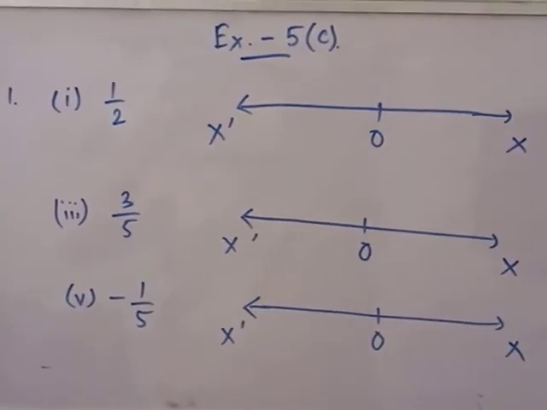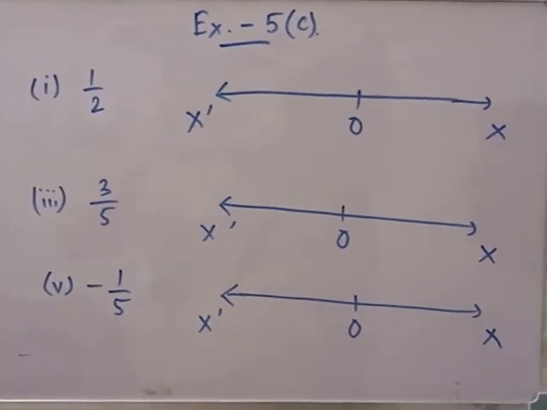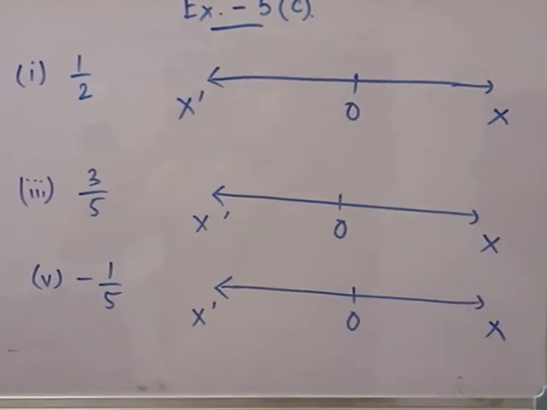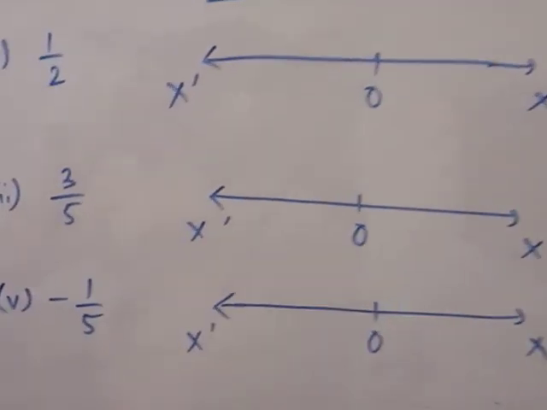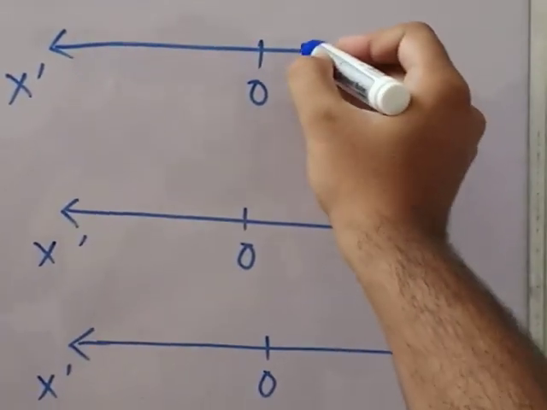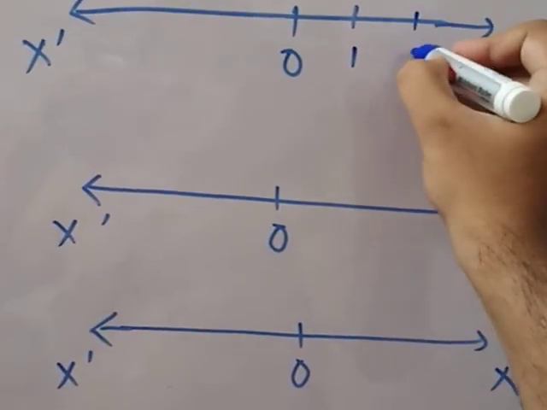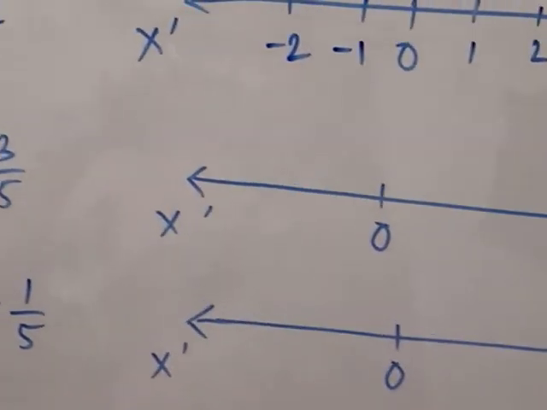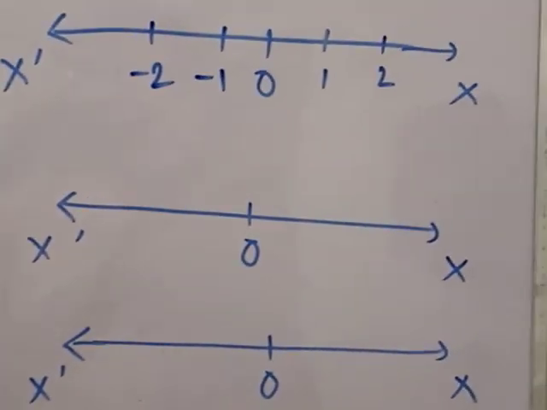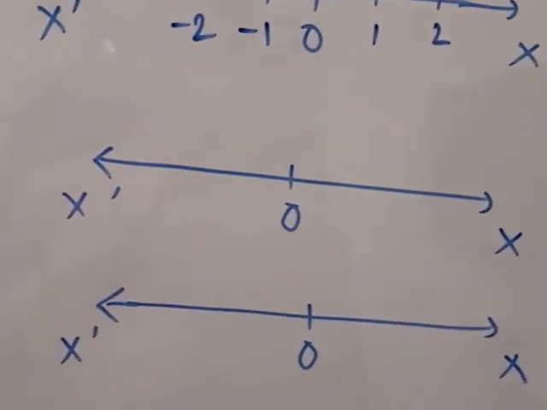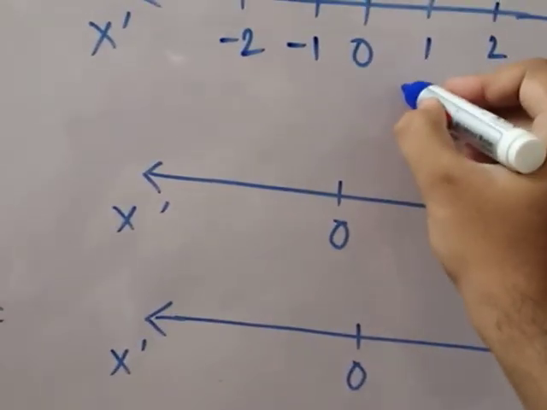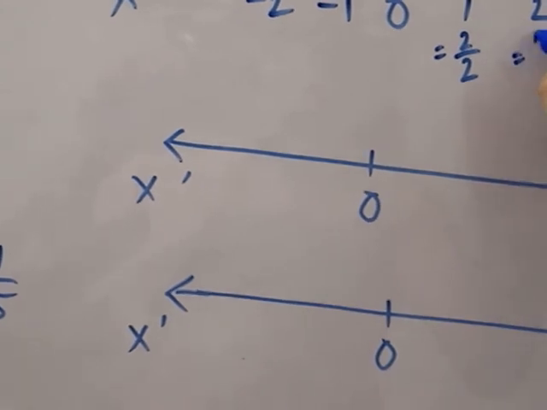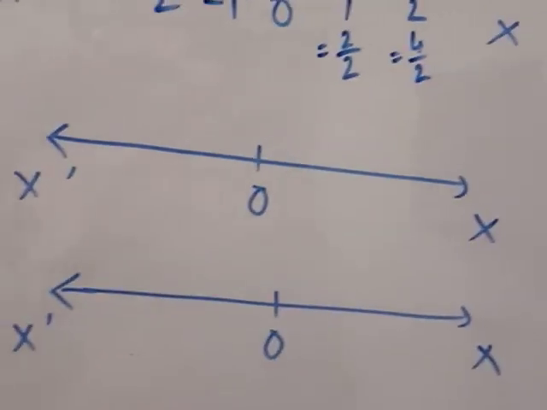Okay. So exercise 5C, 1 and 1, 3 and 5 we will discuss now. So in 1, see that 1 by 2. So if we express it, that is 1 and 2 and minus 1, minus 2. So if 1 by 2 is there, that means denominator is 2. So we can express 1 as 2 by 2 and 2 as 4 by 2.